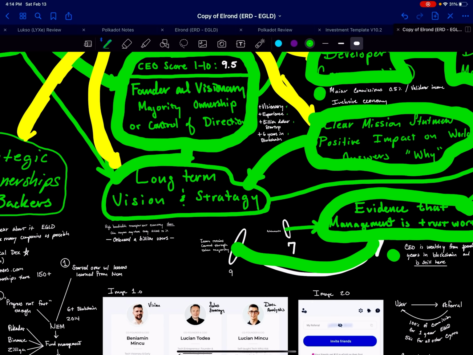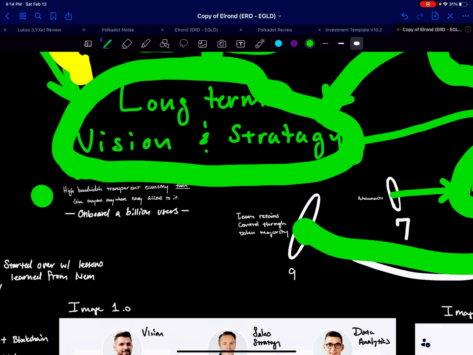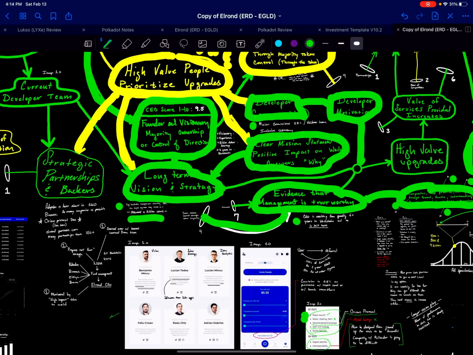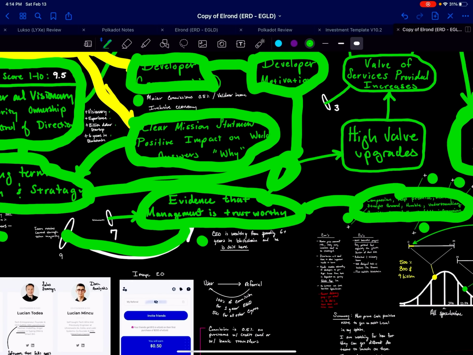Long-term vision and strategy, absolutely. Visionary CEO, high bandwidth, transparent economy, then give everyone easy access to it. So onboard billions of users, that is their goal. So they do have a vision. You could see it clearly when they're speaking.